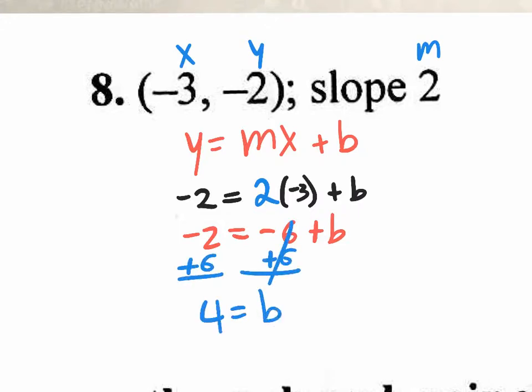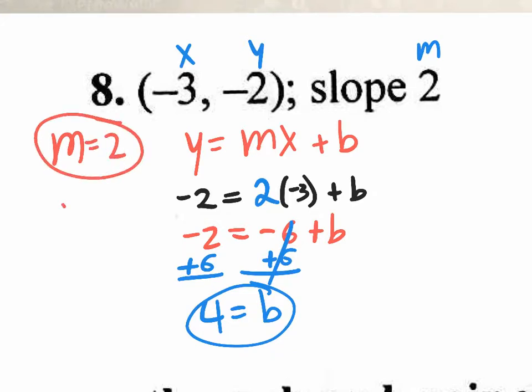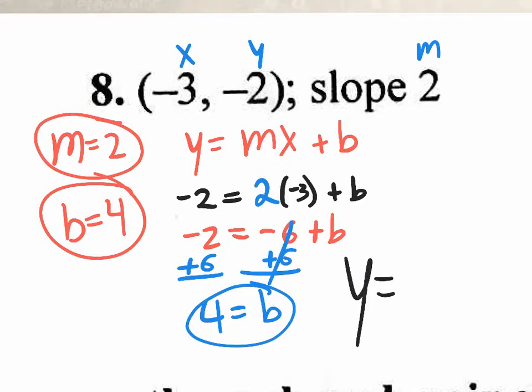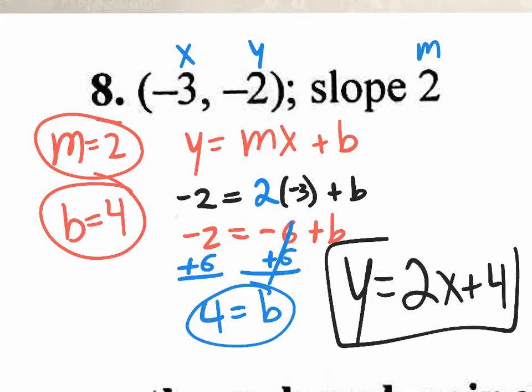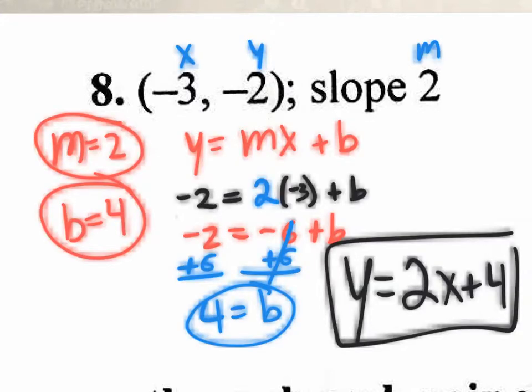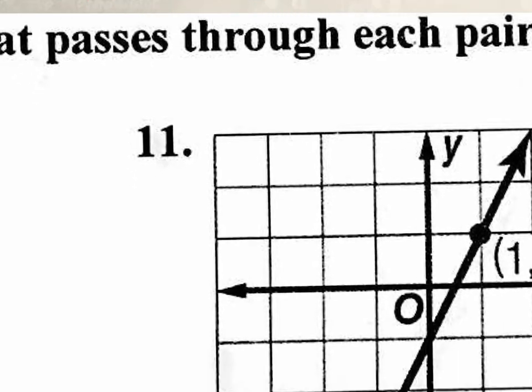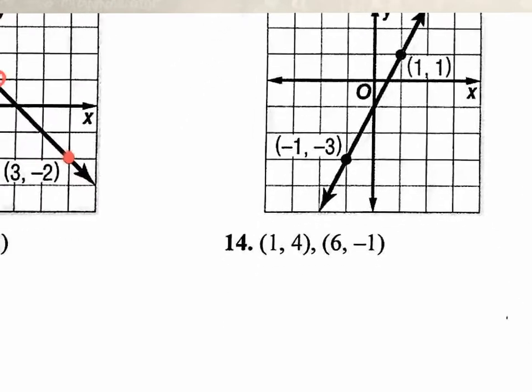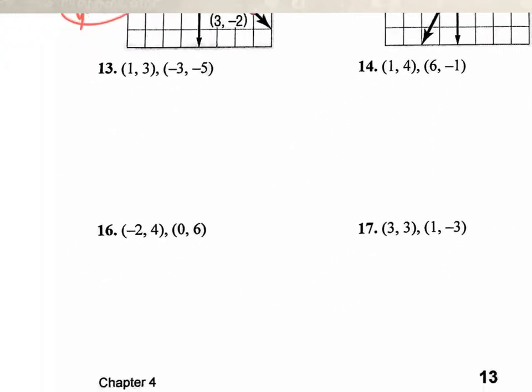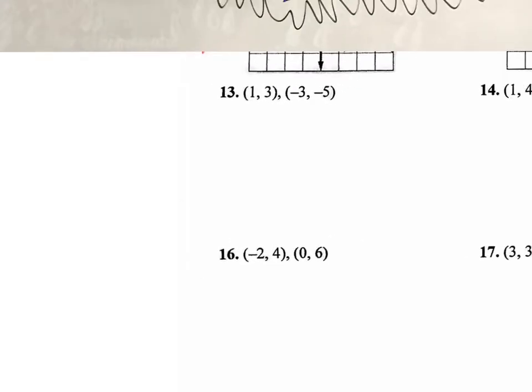4 equals b. So the two things that we needed, which I probably should have written down originally, m, they gave it to us, was 2, and b, we found out was 4. So the slope-intercept form equation, y equals 2x plus 4. Now, the hardest type of question is when they don't give you an m or they don't give you a b. Kind of like these questions down here.